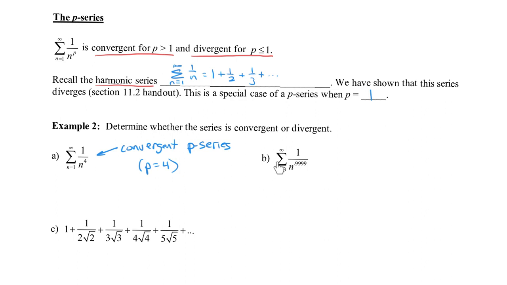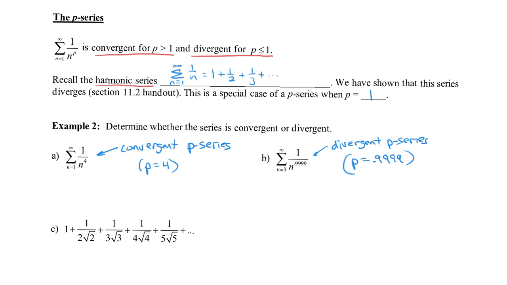What about this one? Remember, it doesn't matter that this doesn't start at 1. It could start at any finite number, right? And it won't change the convergence or divergence. What's important here is this is a p-series, so look at what p is. P here is less than 1, right? So in this case, this is a divergent p-series. Because in this case, p equals 0.9999. And we know that the p-series is a divergent series when p is less than or equal to 1. This is less than 1, so it diverges.